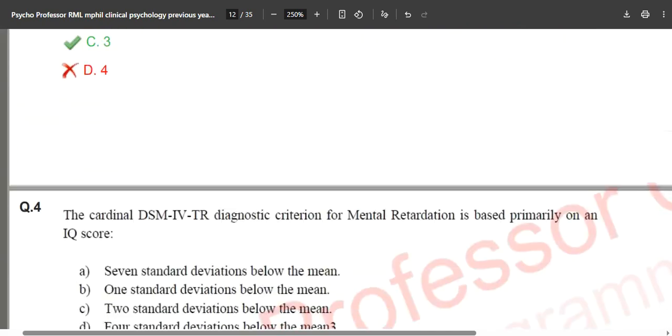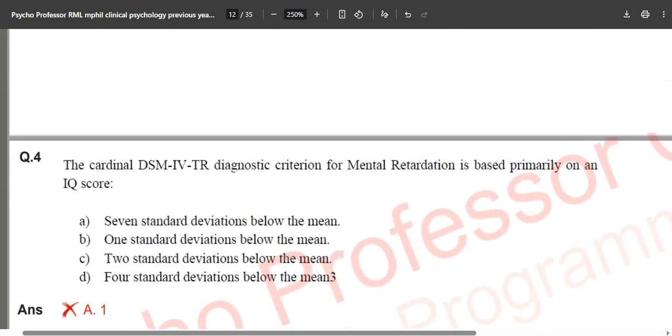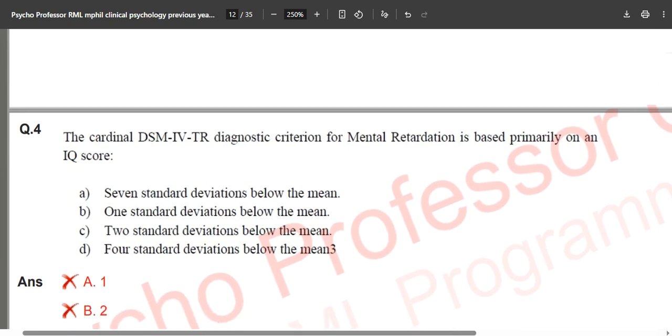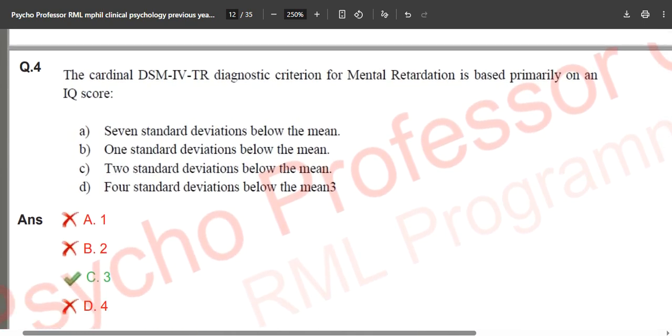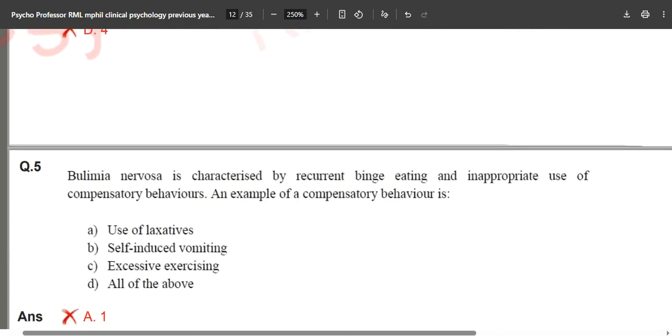Next question says the cardinal DSM-4 TR, just leave this question as it is. Okay, it has nothing to do with your preparation right now, because questions like these do not repeat any day. Okay, we are discussing DSM-5 these days, so DSM-4 TR is just something which is none of your concern. This is the third option, you can just go through it, and that is it.